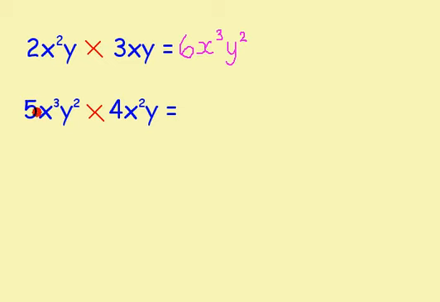So we multiply the numbers. 5 times 4 gives me 20. X cubed times x squared gives me x to the power of 5. Make sure you've not written x to the power of 6. We've got 3 and 2, so we've got 5 altogether. Y squared and y is going to be y cubed. 3 of them, 2 there and 1 there.